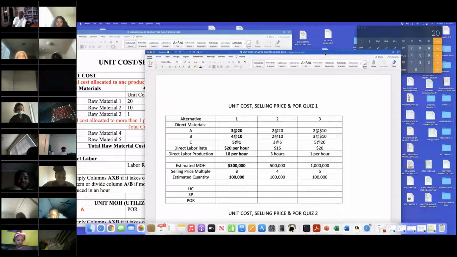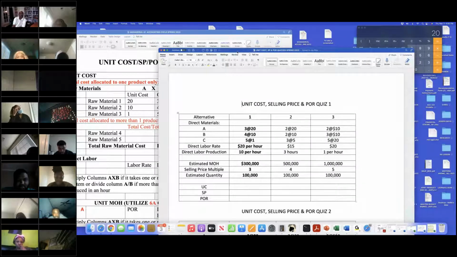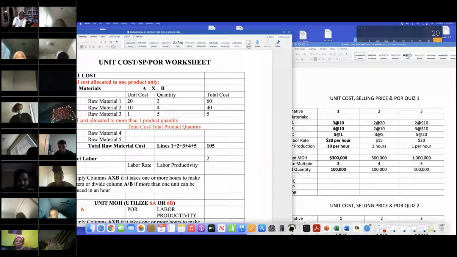Let's look at scenario two. In scenario two, we have 2 at 20, 2 at 10, and 3 at 5. Can y'all calculate the raw materials cost? It's 40. That's elementary. So total raw material: 40 for the first one, right? Yeah. And then what? 20 for the next one. Right. And then what? 15 for the last one.